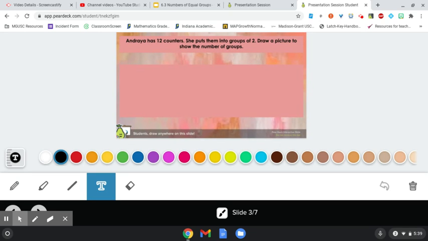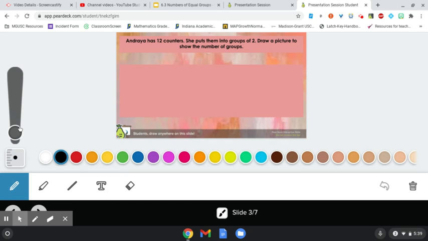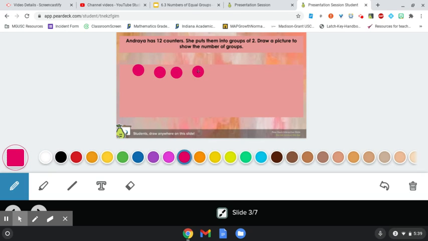Okay. Andrea has 12 counters. She puts them into groups of 2. Draw a picture to show the number of groups. So I'm going to go ahead and I am going to make 12 counters. 1, 2, 3, 4, 5, 6, 7, 8, 9, 10, 11, and 12.